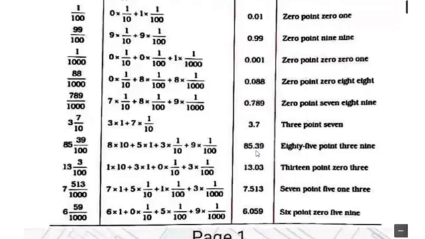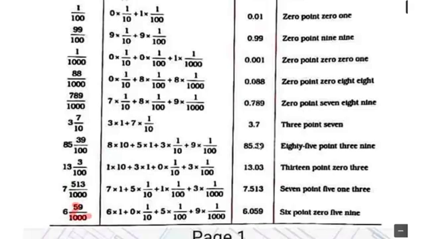Now the next number is 7 and 513 upon 1000. Now children, here also 7 is a whole number. 7 will come as it is. Then 513 upon 1000 is 0.513. So the number is 7.513. Right?